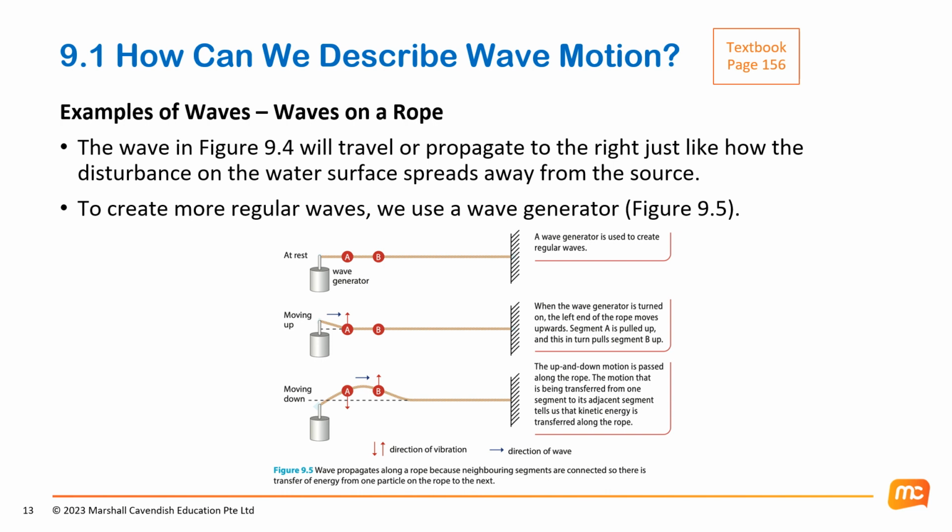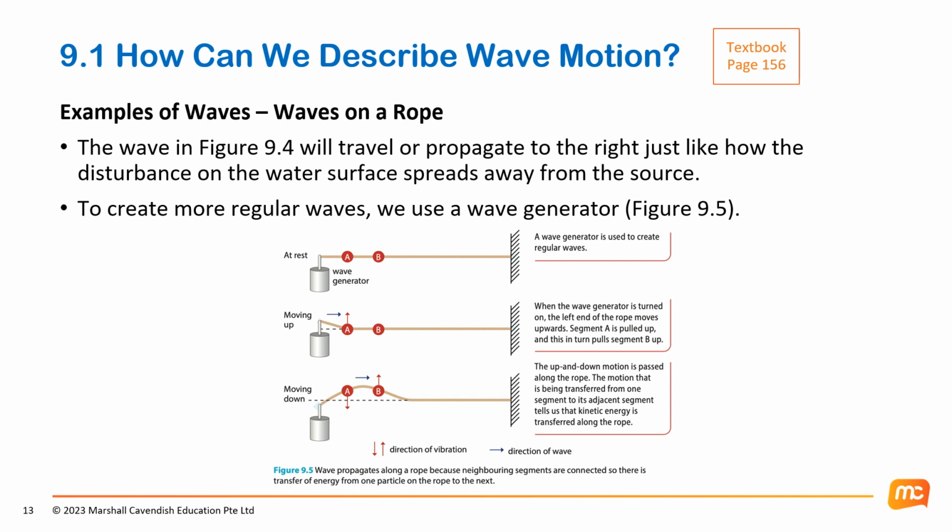So if we use a wave generator instead of using your hands, we get a more regular pattern. What is going to happen is that because the particles within the rope, or the sections of the rope, are joined to each other, as the end of the rope is moved up or down, the next section is going to feel a force from the previous section and then also move up or down. So you can see over here particles A and B in this diagram. They are going to move up and then down, and that is how the wave is going to propagate.